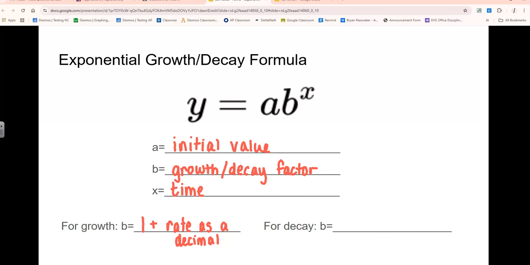If we have decay, then we are looking at something that is decreasing exponentially, and the way that we'll do this is we'll do 1 minus the rate as a decimal.